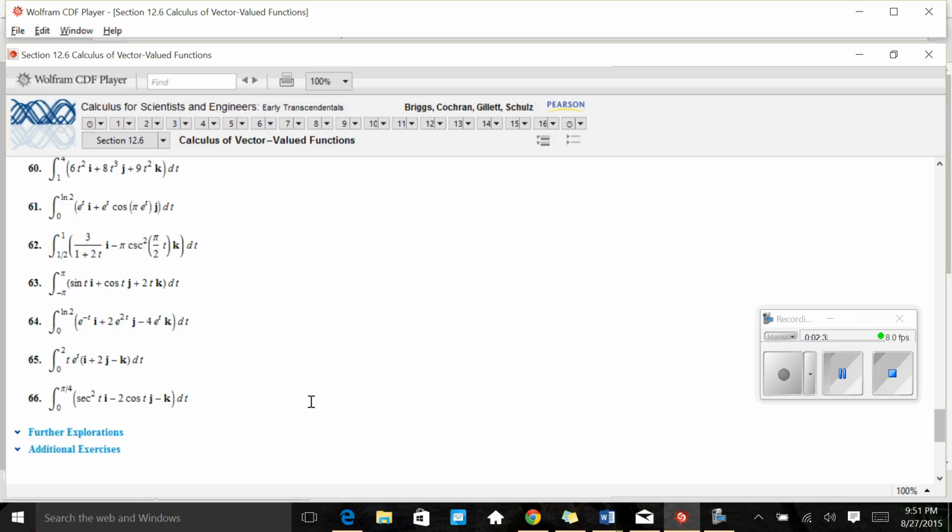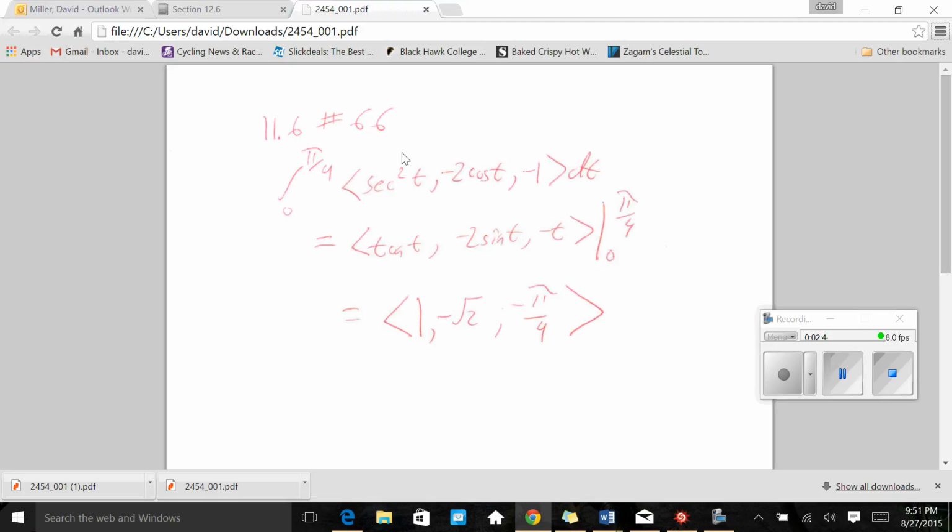Integral from 0 to pi over 4 of secant squared t i minus 2 cosine t j minus k dt. And I've got this over here. Integral of secant squared is tangent. Integral of minus 2 cosine t is minus 2 sine t. And integral of minus 1 is minus t. Now you're evaluating from 0 to pi over 4. Tangent at pi over 4 is 1. 0 disappears. Sine at pi over 4 is root 2 over 2. But I've got negative 2 of those. So the 2's cancel. You just get negative root 2. And the 0 goes away. And minus t evaluated at pi over 4 is negative pi over 4, and the 0 goes away. So there is our number 66.